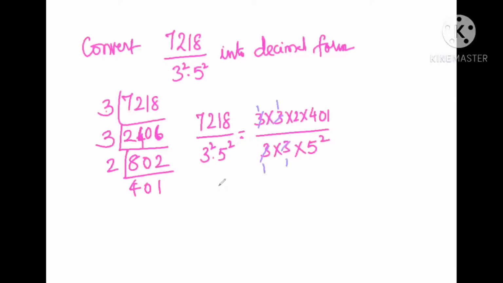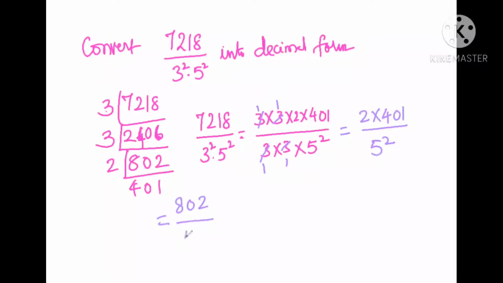So don't jump to an immediate conclusion about whether it is a terminating decimal or not by seeing the denominator, because we have to prime factorize the numerator also. Then identify if there are any common factors in both numerator and denominator. If there are common factors, cancel them and write the remaining prime factorization: 2 into 401 by 5 square.